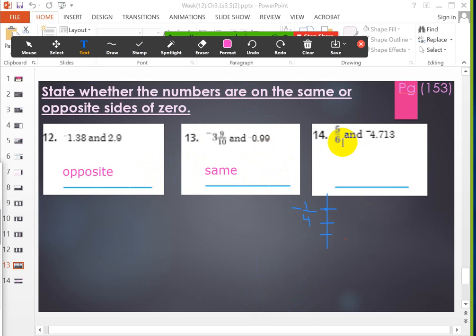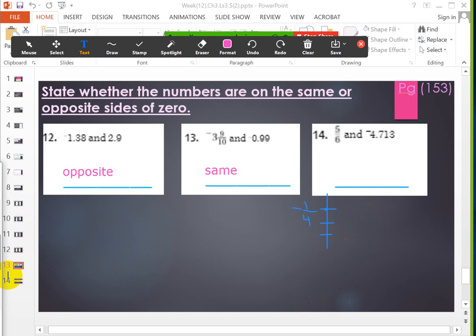What about number 14, 5 over 6 and negative 4.713? Will they be on opposite sides or on the same side of 0? Who didn't answer? Yes, Rijan.